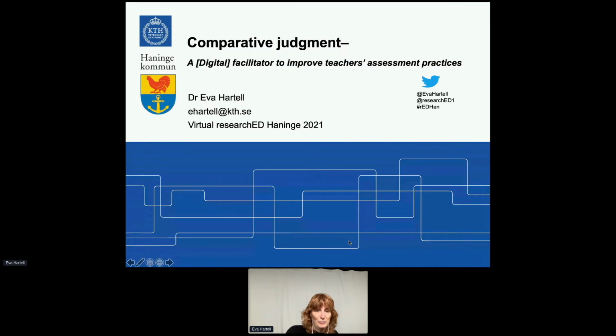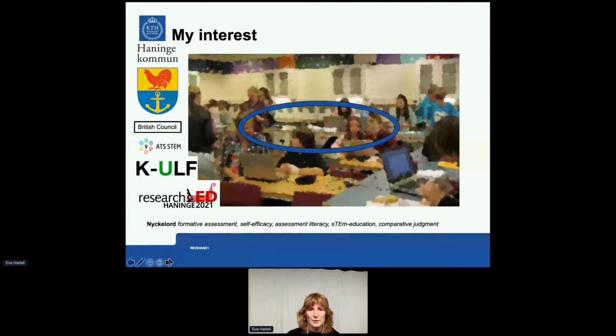I will provide an overview of comparative judgment, what it is, and how it can be applied. It has many ways in which it can be applied. So I work in Haninge municipality, where I work together with schools in different projects, primarily focused on STEM education, but also on formative assessment in general. I'm involved in a couple of research projects, but today I'm going to talk about a methodology called comparative judgment.